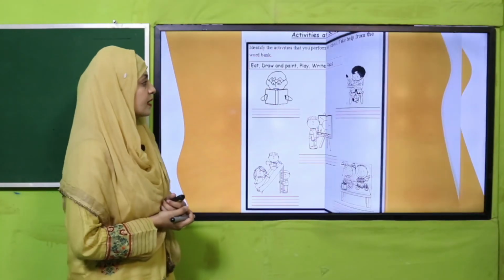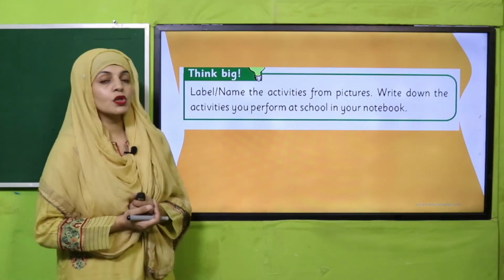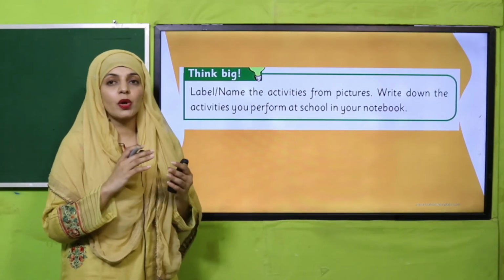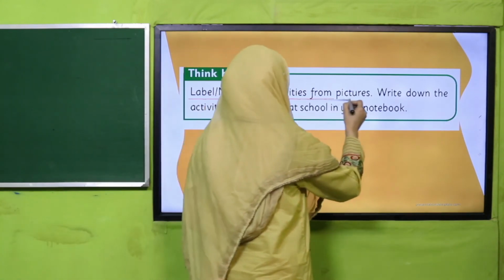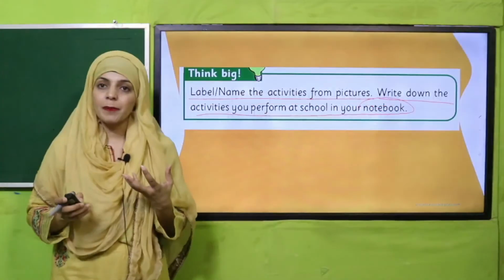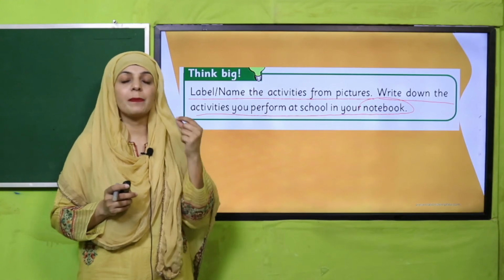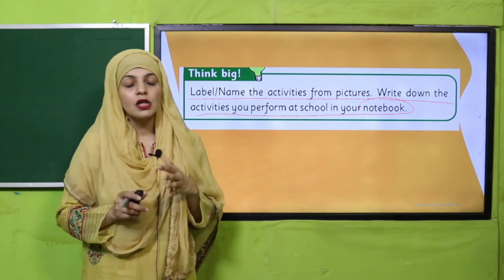I hope everybody has done it. Now let's quickly move forward towards the homework. So my dear students, homework में आप इसका first part जो है think big का कर चुके हैं. So आपने label the name the activities from the pictures. आपने अभी reading page पे अपनी activities को label किया था. Now the second part, अब आपने अपनी copy में write down the activities you perform at school in your notebook. So जो भी activities आप अपने school में perform करते हैं उनके names आपने अपनी notebook में लिखने हैं. So this is your homework.